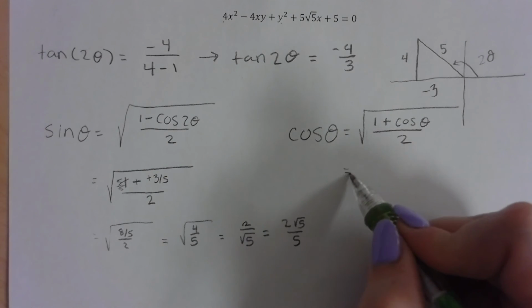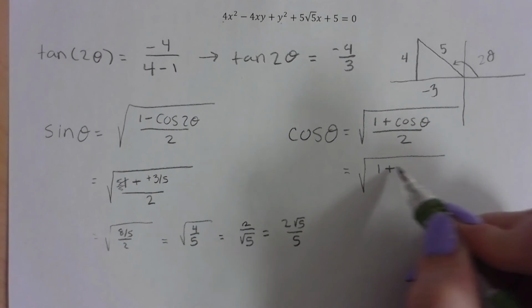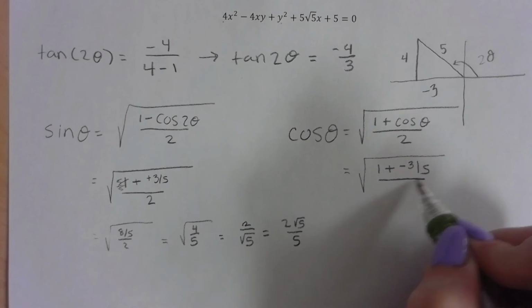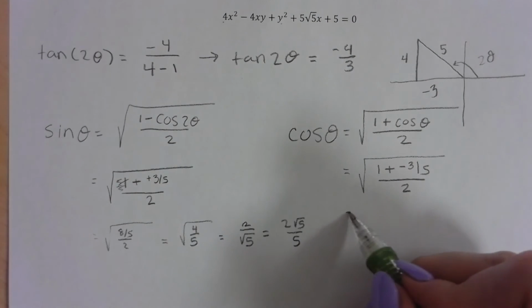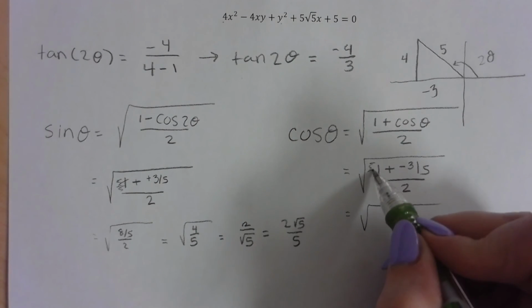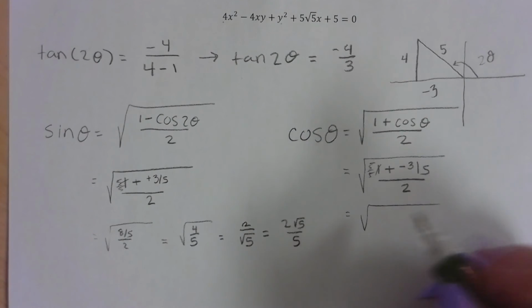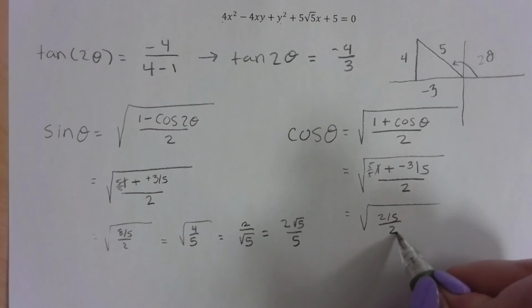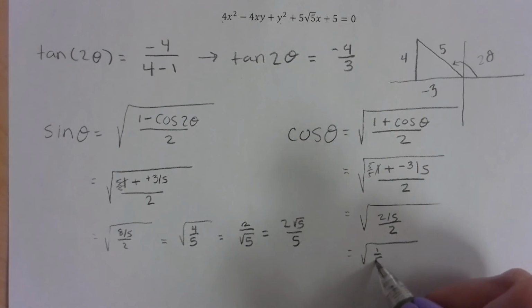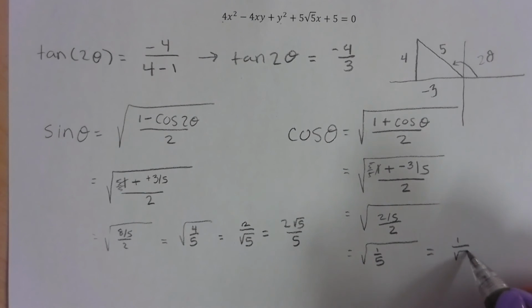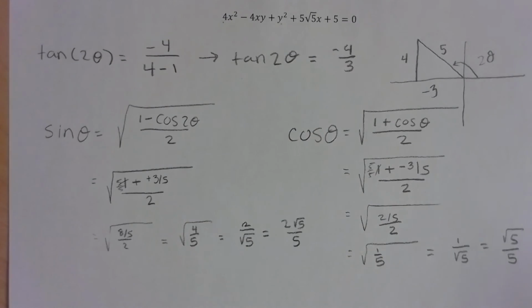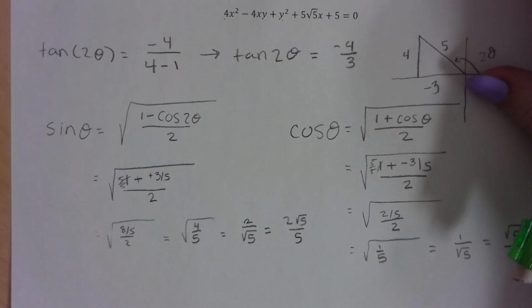Now let's do cosine. So cosine is 1 plus cosine, which, with 1 as 5 over 5 again, would become 2/5 over 2, which becomes 1/5, which becomes 1 over root 5, which becomes root 5 over 5. So now that we've done all of that crazy math, we can find our equations.